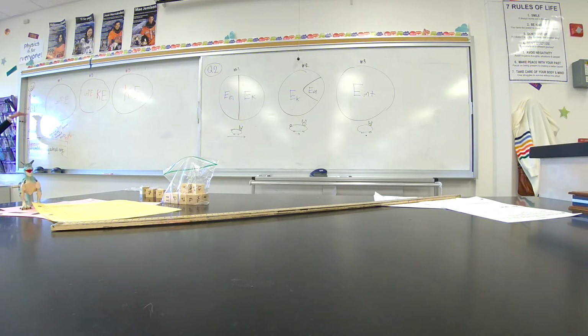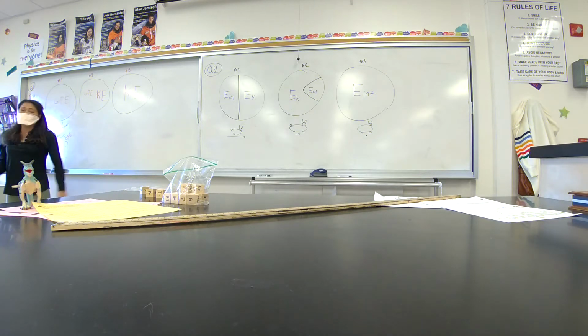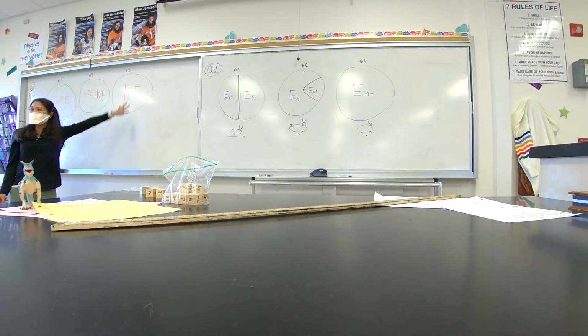Now, for 3, it's just before hitting the ground. Remember, just before hitting the ground means that the height is basically 0, and it is at its maximum speed. When you drop the ball, it starts at 0, and it increases speed, and it reaches its max just as it hits the ground. So this one will be all kinetic energy.